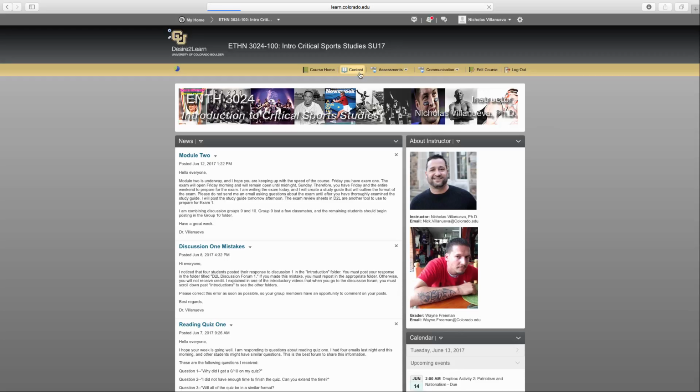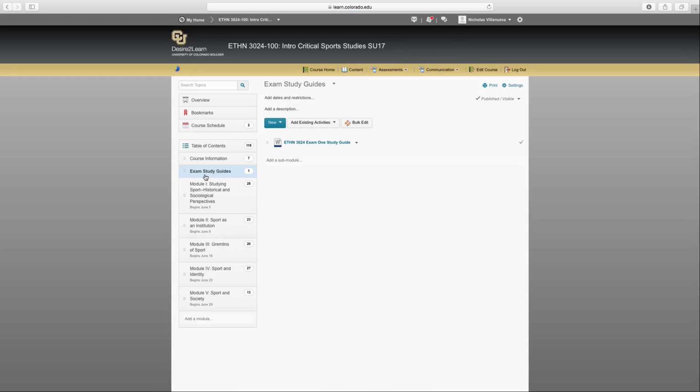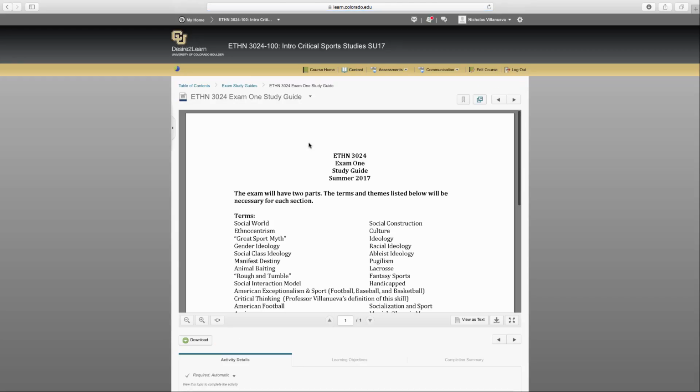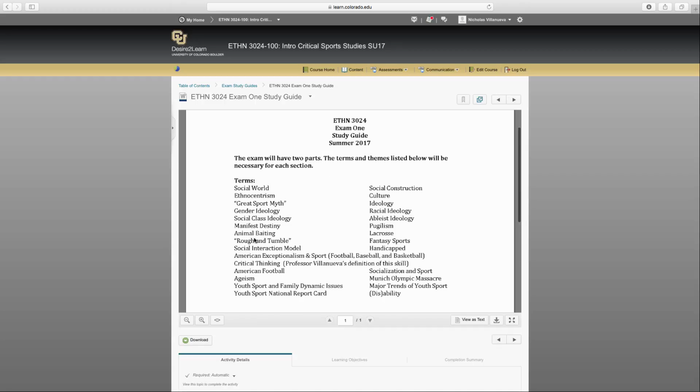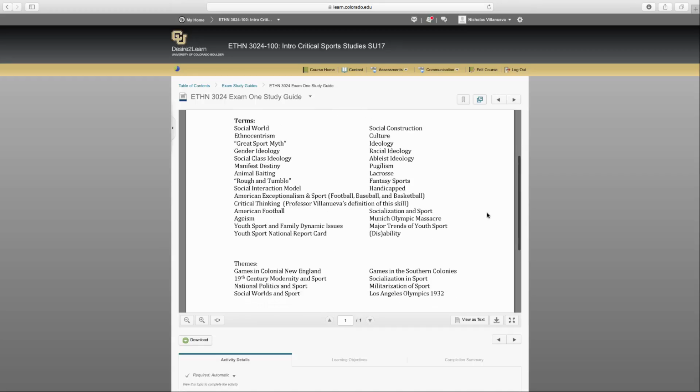So you go to Content, and I created an Exam Study Guide folder here under the table of contents, and you will then click on Exam Study Guide 1. You'll see in the Exam Study Guide there is a list of terms and themes. This is what you'll want to work from. This is a Microsoft Word document, so you can download it and type on it.